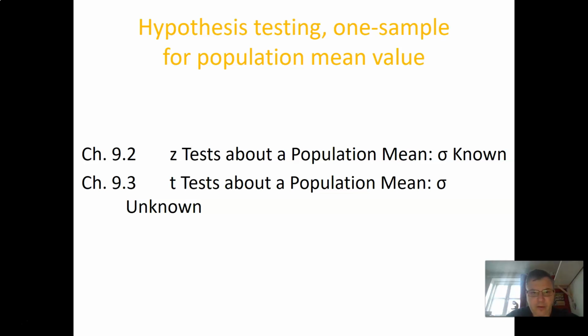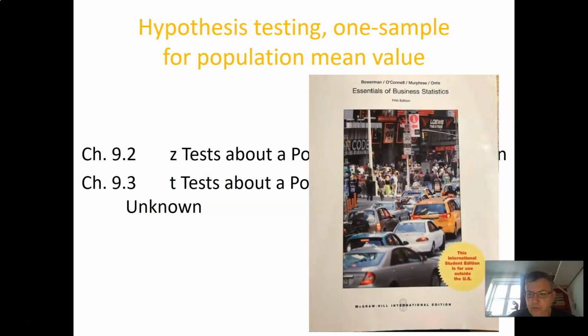And now I'll talk about how you can make two types of tests, a z-test and a t-test. Those chapters correspond to chapters in the Bowerman book, Essentials of Business Statistics.